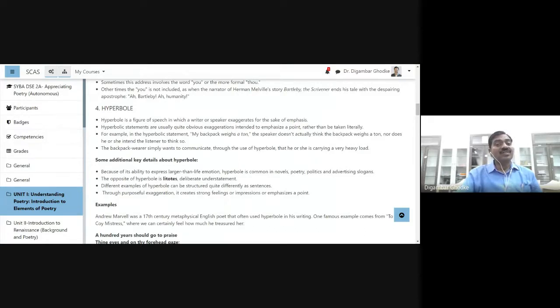Hyperbolic statements are usually quite obvious exaggerations. As soon as the speaker utters that statement or the word, we realize that he or she is exaggerating. So actually, the intention behind using hyperbolic statements is to emphasize a point, to emphasize something that the speaker is trying to convey. It is not to be taken literally. The meaning should not be taken literally.